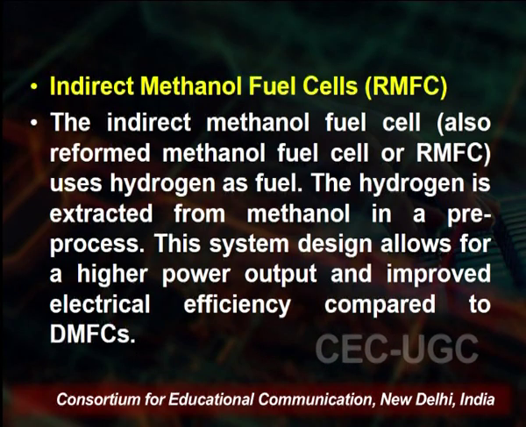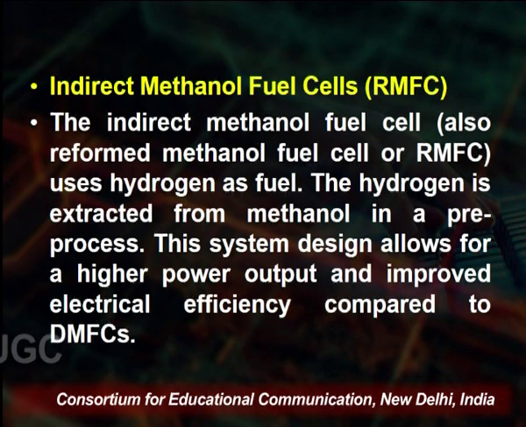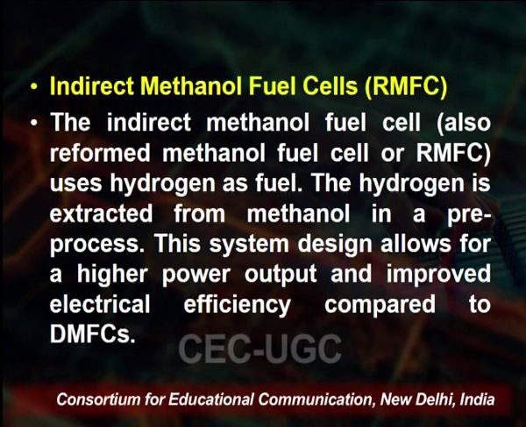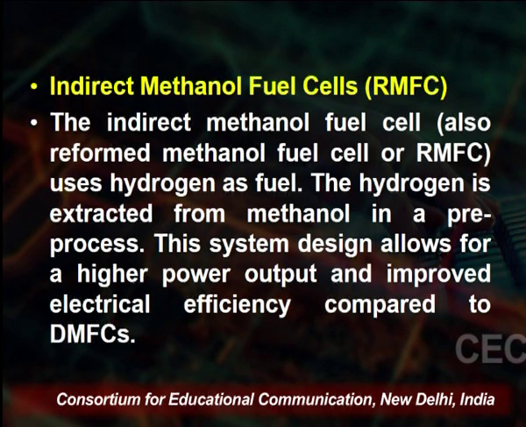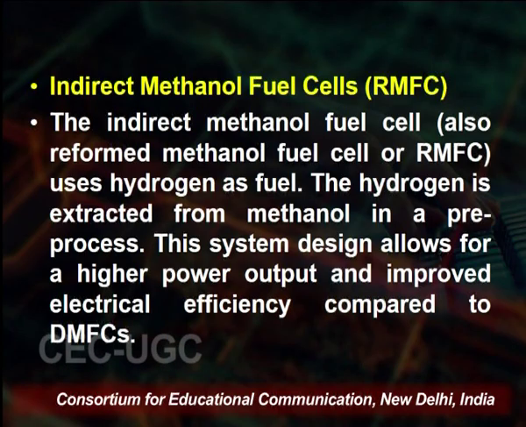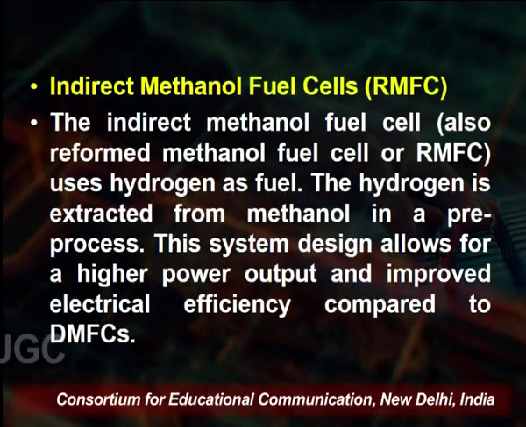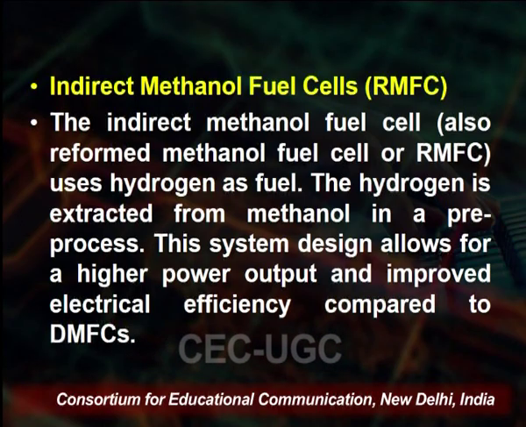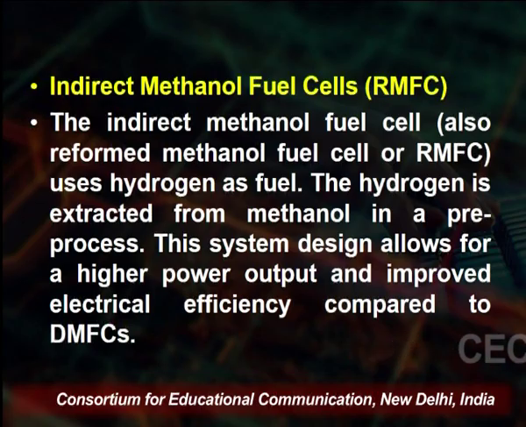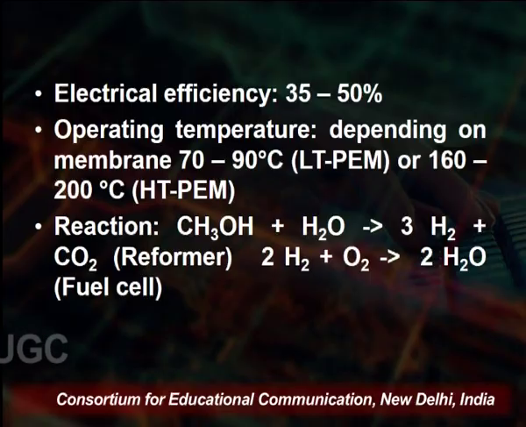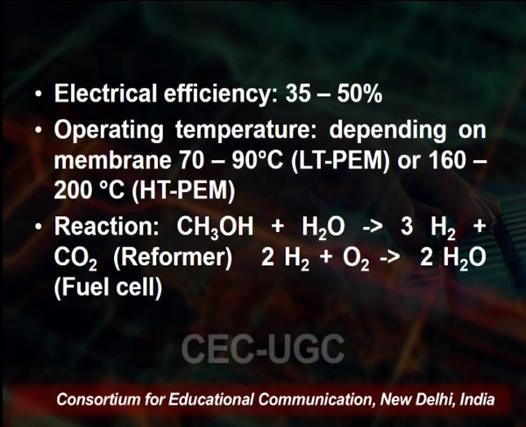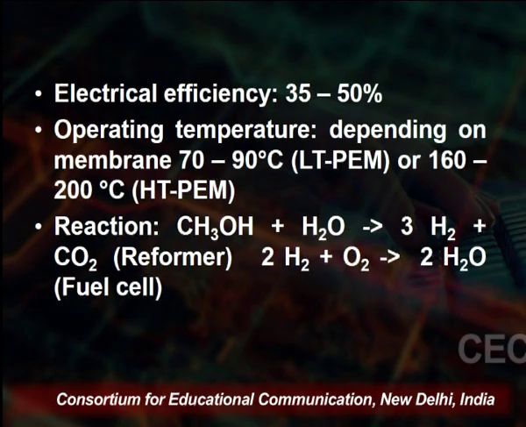That is the IMFC or RMFC cell. The indirect methanol fuel cell is also called the reformed methanol fuel cell, and that is why it is written as RMFC, and it uses hydrogen as a fuel. The hydrogen is extracted from the methanol in a pre-process. So this system design allows for higher power output and improved electrical efficiency compared to the DMFC, because here we are supplying the methanol after pre-processing. The electrical efficiency of this cell is 35 to 50%, and the operating temperature, depending upon the membrane, may be 70 to 90 degrees or 160 to 200 degrees centigrade. It means it works at low as well as high temperature.